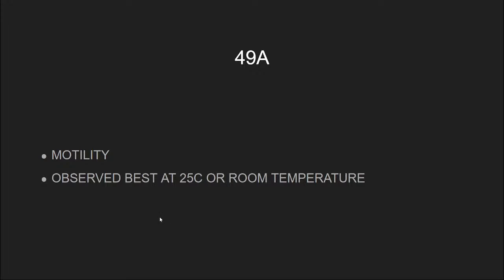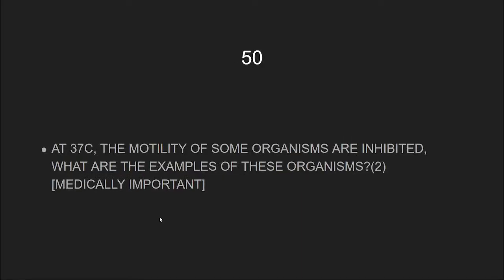Or we call it ambient temperature. Here in the US, so fancy, they just say ambient temperature. Fancy, right? Okay? So, room temperature. What's room temperature? 25 degrees Celsius, right? So, it's best observed at 25 degrees Celsius. Okay? Now, let's move on to the next slide, number 50.